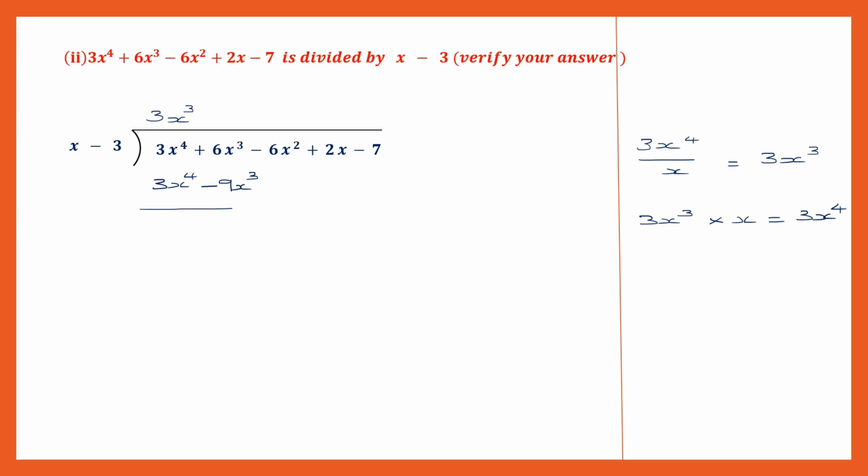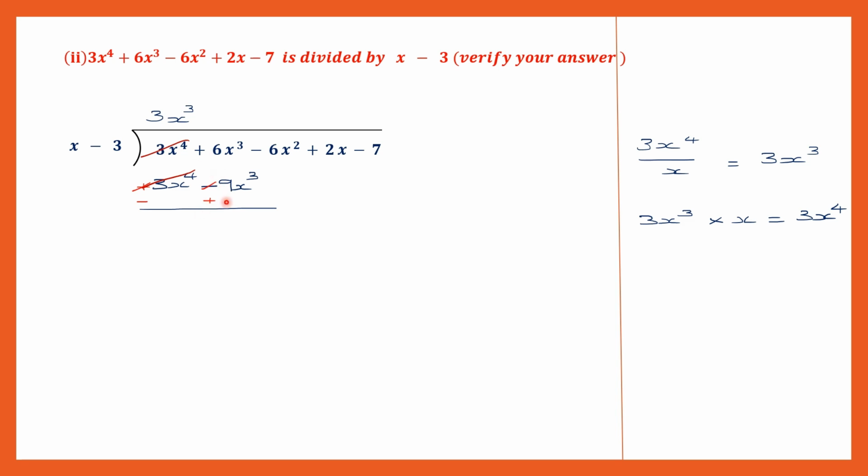Now we have to subtract this. Remember, the sign will change. So here it is a plus sign. It's now going to become minus. This minus is going to become plus. Now here when you see 3x to the power of 4 and minus 3x to the power of 4 is 0. So that will get cancelled. Now we have to look at this. Here the signs are the same.